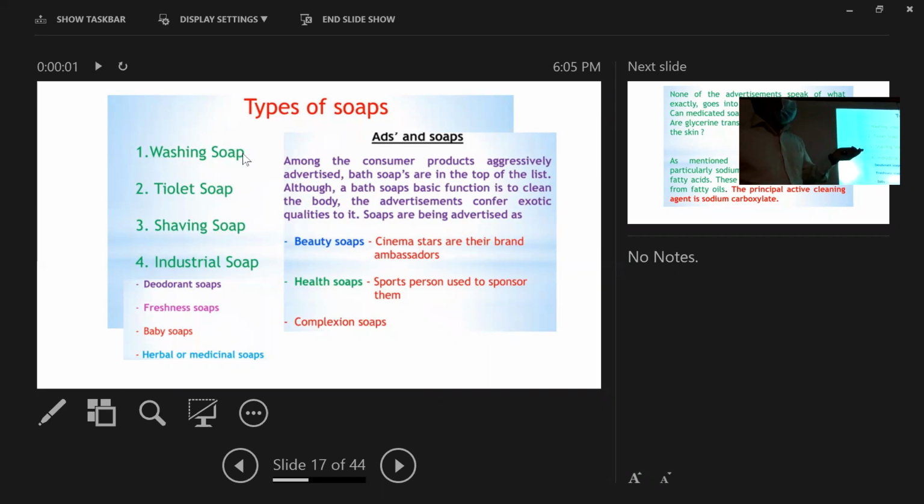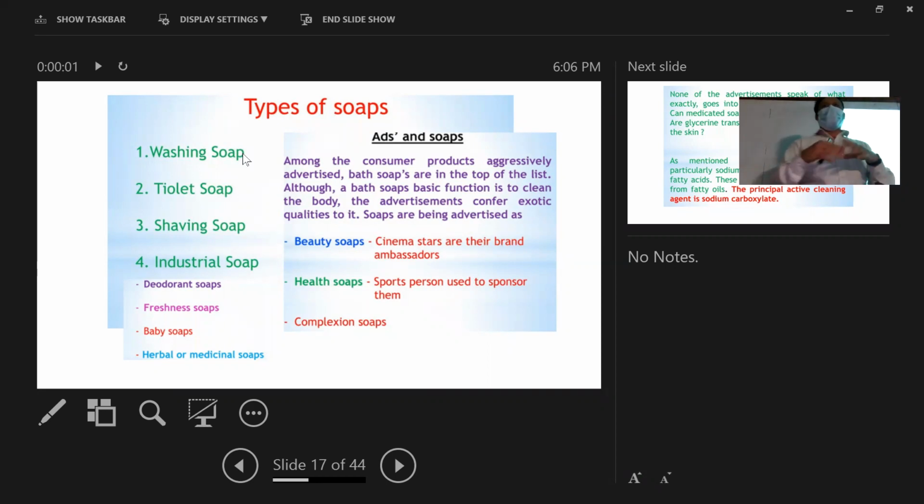So, among the consumer products aggressively advertised, bath soap is at the top of the list. Although a bath soap's basic function is to clean the body, the advertisements confer exotic qualities to it. Soaps are being advertised as beauty soaps, health soaps. All the soaps have the same purpose, don't they?